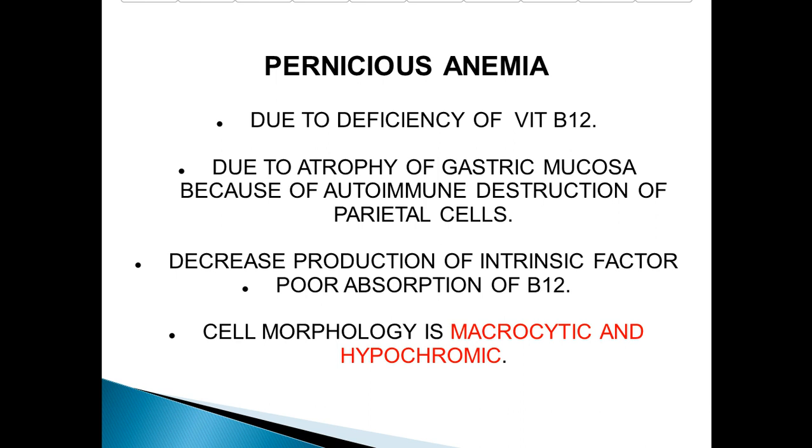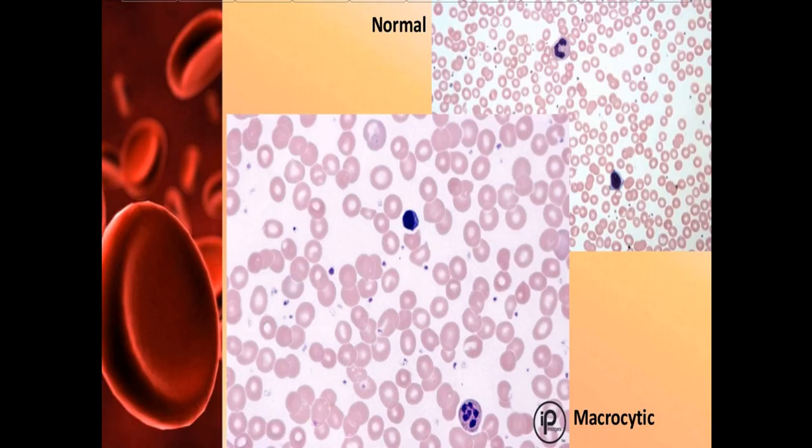The cell morphology is the same as that in megaloblastic anemia, that is macrocytic hypochromic. You can see here the larger cells in macrocytic anemia as compared to normal ones.